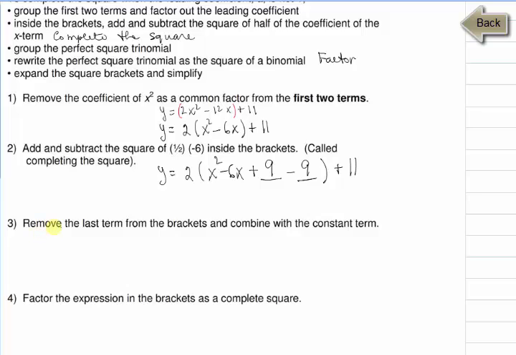In the next step, we're going to remove the last term from the brackets and combine it with the constant term. At the same time, we're going to group our trinomial. So we're going to go y equals 2. I'm going to draw in a square bracket. I'm going to group my trinomial, which is here. So I'm going to group that.